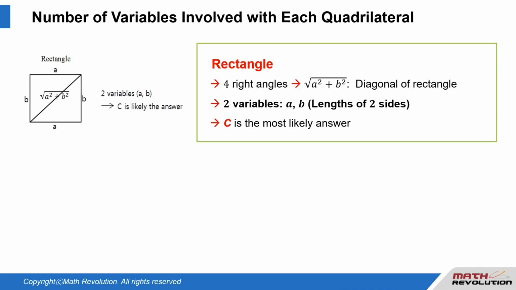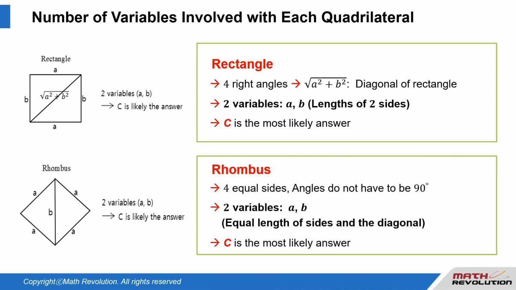Rectangle: 2 variables, A and B, which means C is likely the answer. A rectangle has 4 right angles, that is, 4 90-degree angles. The square root of A squared plus B squared represents the diagonal of the rectangle. The rectangle has 2 variables, A and B, which stand for the lengths of 2 sides, because the length of the diagonal can be determined from the lengths of the sides. This means that C is most likely to be the answer to DS questions involving rectangles.